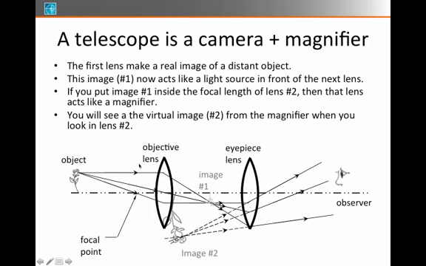So the objective lens, the first lens through which light passes, is basically there just to form a real image somewhere close by you. It won't be all that big. And that real image now acts as a light source that you can bring your magnifying lens up close to. And that's how a telescope works overall.